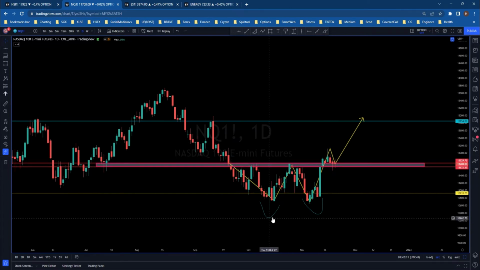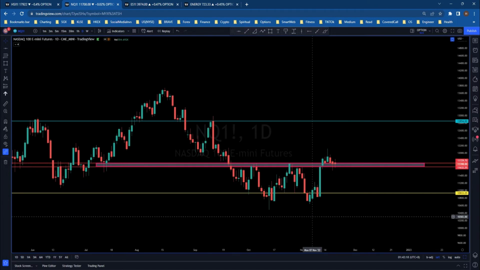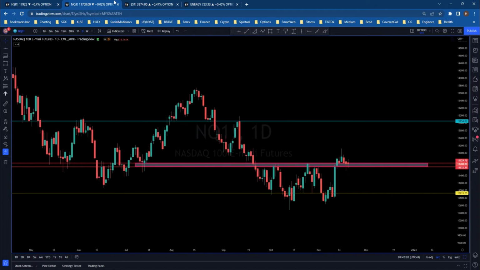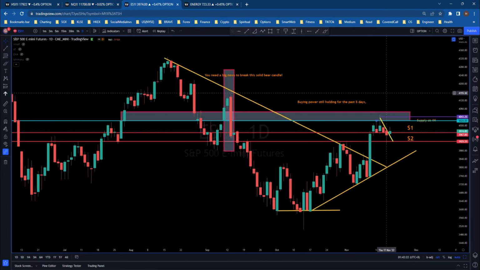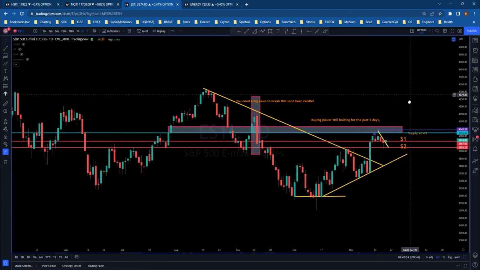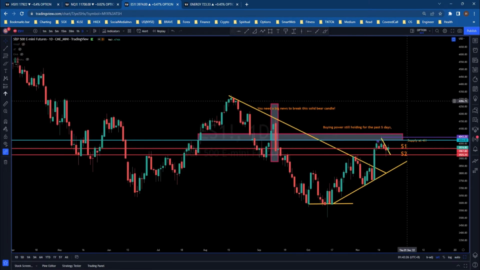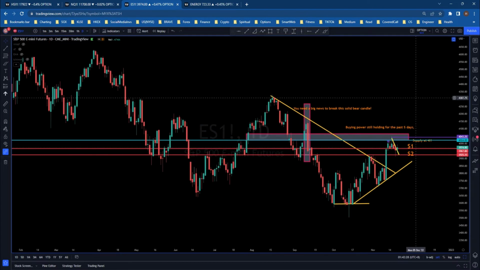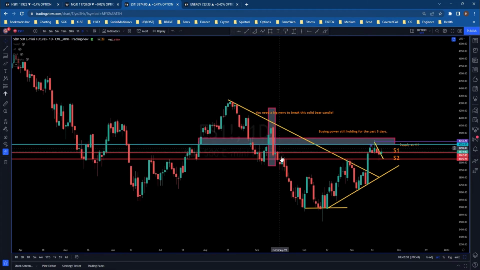So let's wait and check out in the coming weeks how it actually works. If you really take a look at ES, I'm actually more into ES rather than NASDAQ, because the S&P 500 covers the main 500 stocks. I've mentioned earlier, you need big news to break this solid black candle.